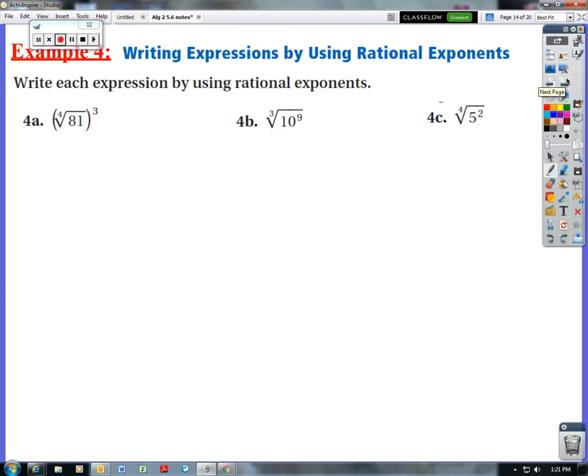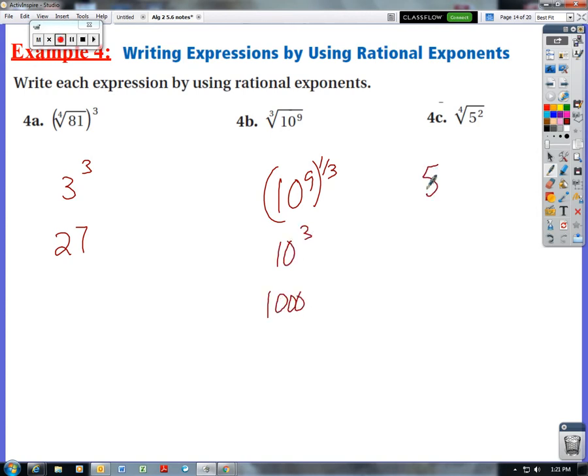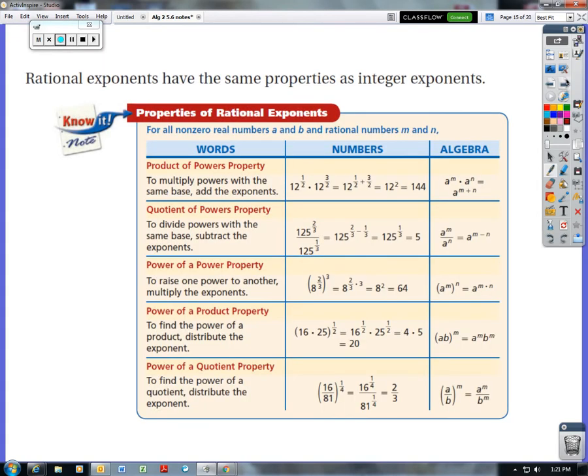Now I'll give the answers. So that's going to be 3 to the 3rd, which is 27. This one's going to be 10 to the 9th to the 1/3, which is 10 to the 3rd, which is 1,000. This one is 5 squared to the 1/4, which is 5 to the 1/2, which we don't know that. That's the square root of 5, so we don't know what that is off the top of our head. So you could just leave it like that. This is an exact answer.